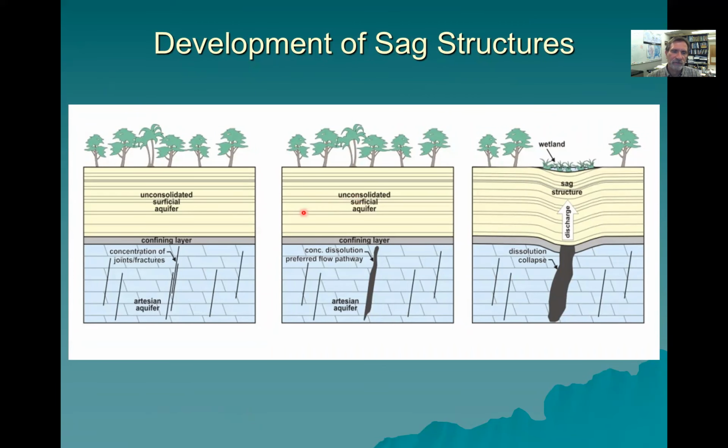Based on these sag structures, we developed this conceptual model whereby during periods when we had vertical upwards gradients in the Floridan system, groundwater would have moved upwards along joints and fractures, eventually forming solution cavities. Some of these cavities would have been large enough over time to collapse, forming the sag structures that we find at the surface.